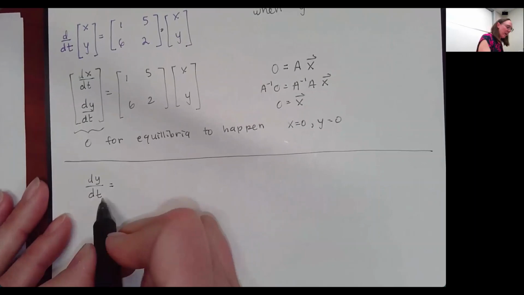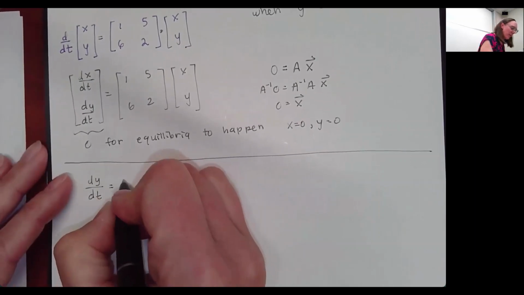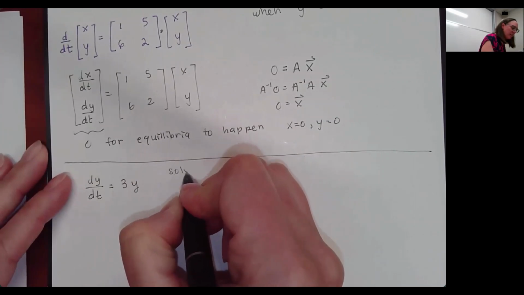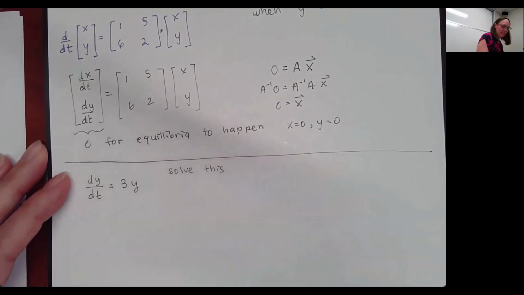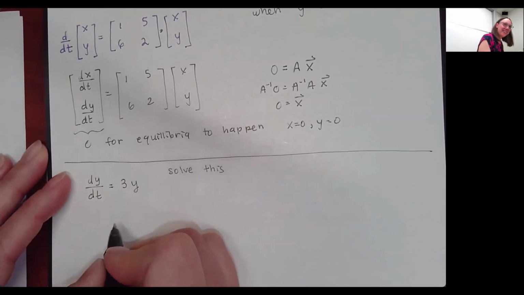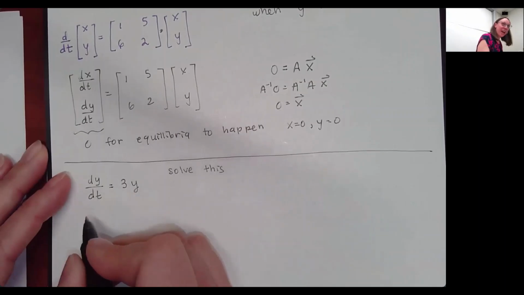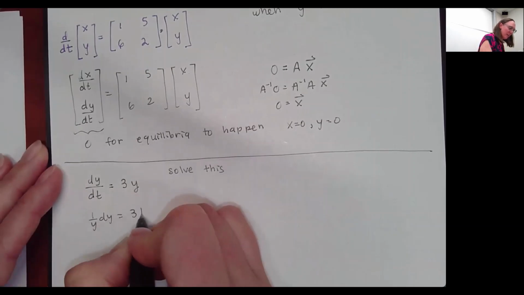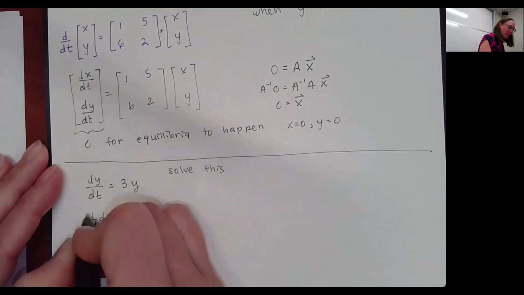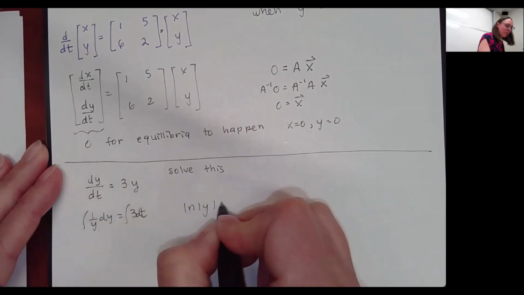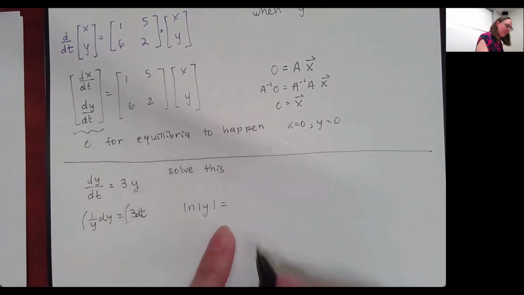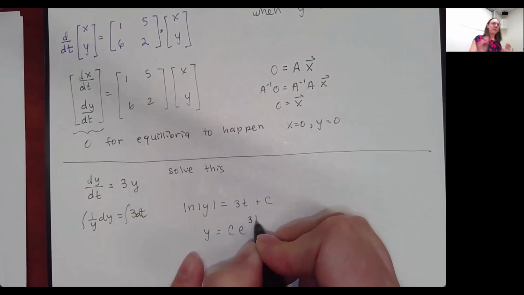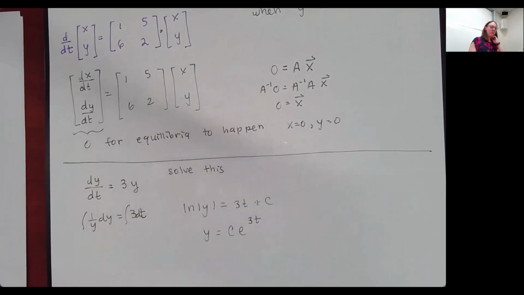If I told you that dy dt was equal to 3y, could you solve this? You can probably solve this thing in your head at this point, right? So 1 over y dy equals 3 dt, integrate both sides, ln y equals 3t plus a constant, so y is equal to c e to the 3t. I'm doing this super fast because I know we got this part. So far so good? Okay.